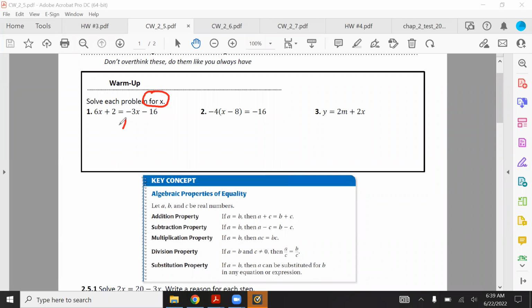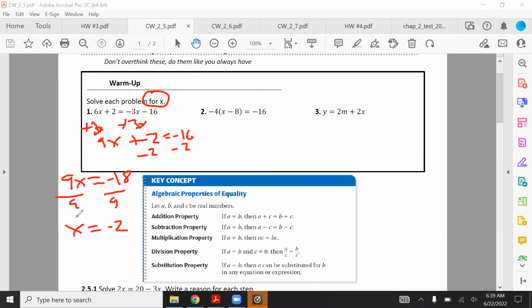So as we know, add 3x to both sides, so you can combine the x's. Then you want to subtract 2 from both sides. Combine the constants. And then divide by 9. Now, if you think about it, this illustrates 3 steps.